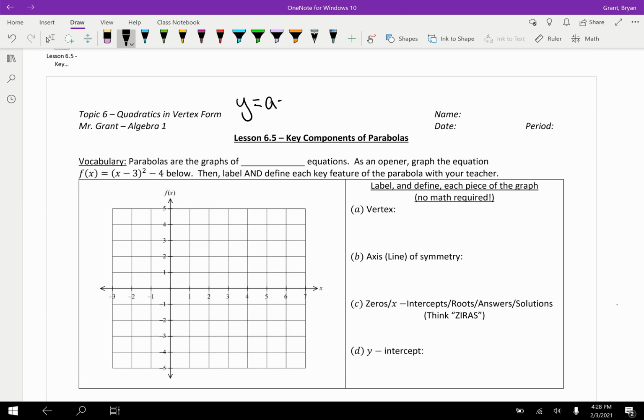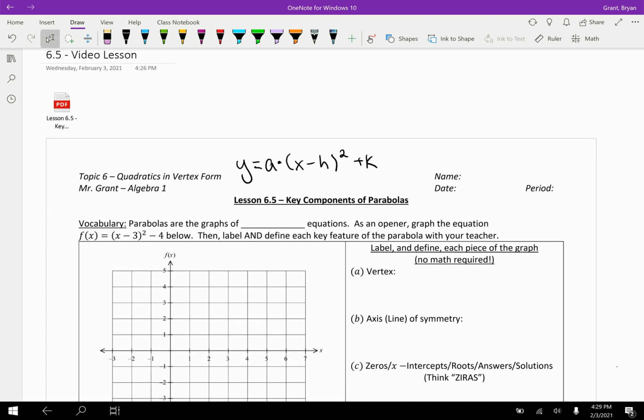But our general equation that we practiced for this unit was a times x minus h squared plus k. And we called this HK form or vertex form. Now, there's actually three types of HK form equations we've learned so far, and you don't need to write these other two. I just wanted to show you the differences because I have a bunch of students that always ask me, wait, how do we know what shape the graph makes? And that's a really, really good question.